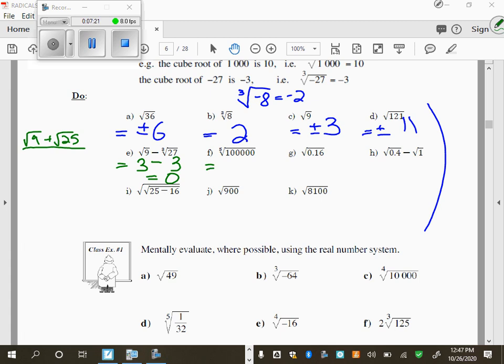F, fifth root of 100,000. Anybody? 10. Yep, 10 times itself 5 times will give you the 5 zeros. It's either 10 or 100. You just have to figure it out.